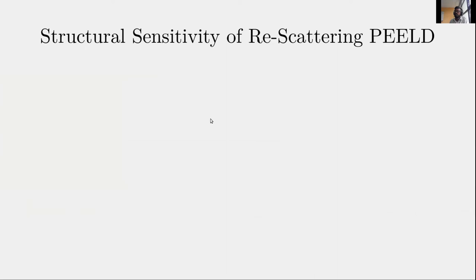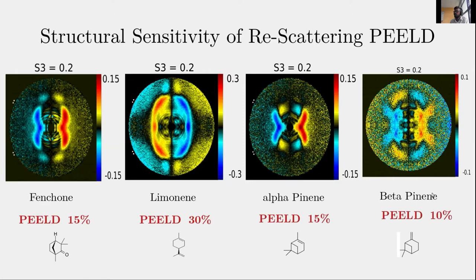Now, what is the structural sensitivity of the rescattering field? In order to study that, we can change the chiral molecular potential and see if this process is sensitive to the change. So we use different molecules: fenchone, limonene, alpha-pinene, and beta-pinene. Here I show you the respective images for S3 equals 0.2. For fenchone, we see about 15% asymmetry. For limonene, we see about 30%. For alpha-pinene, about 15%. And for beta-pinene, we observe about 10%. It's very interesting to note that alpha-pinene and beta-pinene are isomers of each other, and they look relatively the same. But still, this process of measurement is quite sensitive to even slight changes in the chiral molecular potential.